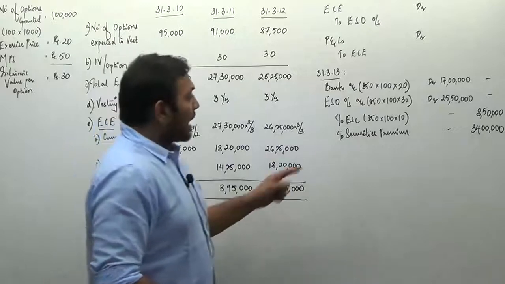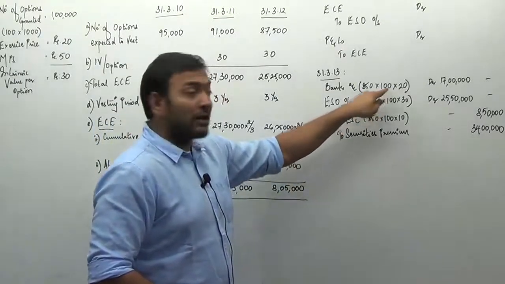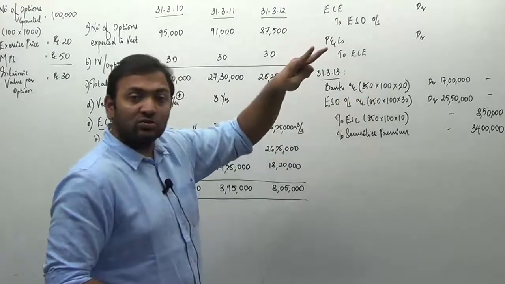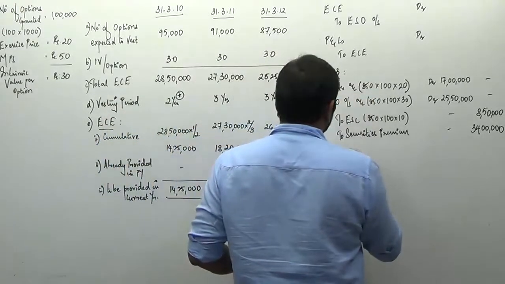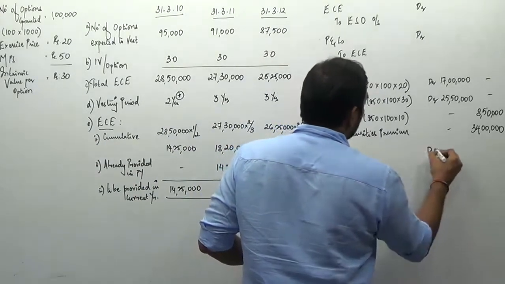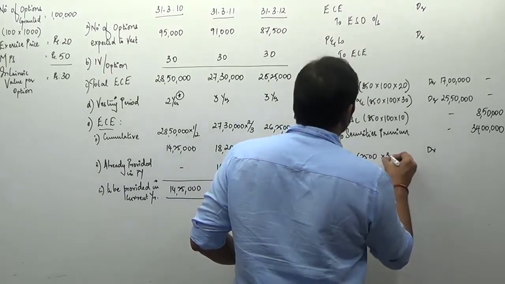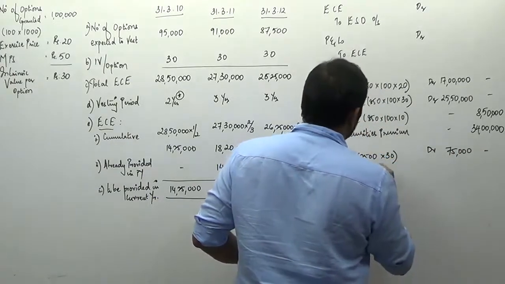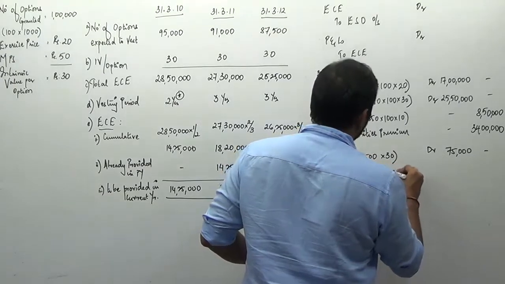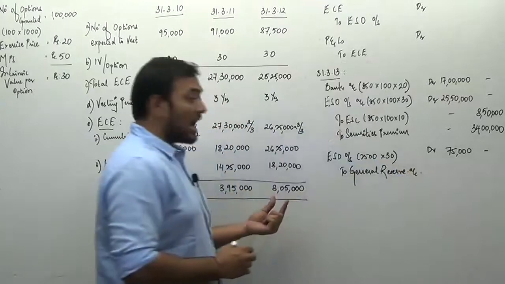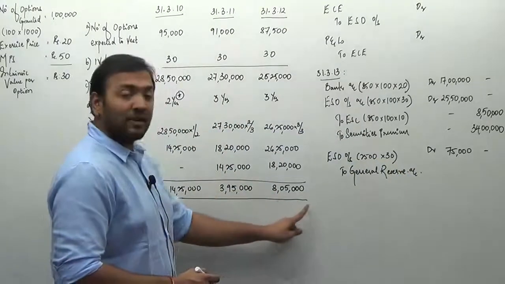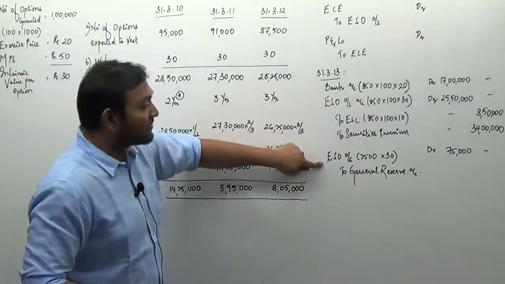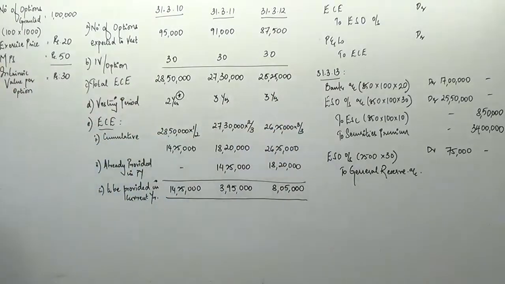But how many options are exercised? 850 employees into 100 options per employee, 85,000. How many options vested? 87,500 vested. 85,000 exercised. That means 2,500 lapsed. ESO outstanding account debit, 2,500 options into 30 rupees, 75,000. Transfer this to general reserve. Observe, I have created cumulative 14,25 plus 3,95 plus 8,05, that is 26,25,000 of provision. I debited 25,50 and 75,000. 26,25 ESO outstanding exactly tallies.